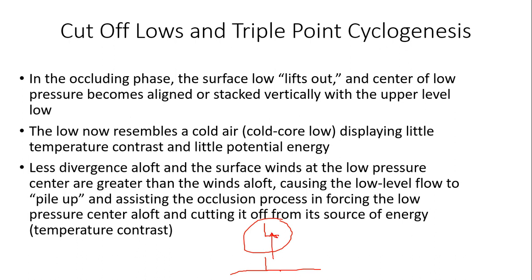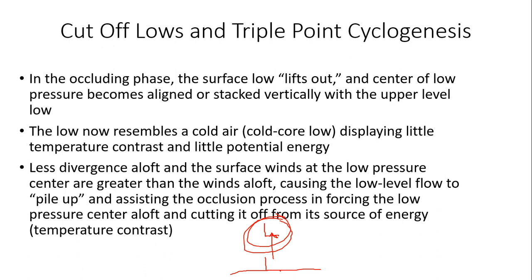The low will then transition to a cold core barotropic low. Cold core low, remember, has the coldest temperatures towards the center. And that will display very little temperature contrast. When we go to barotropic systems, I no longer have that temperature advection. The temperature contrast is pretty much destroyed or eliminated, and that will lower my potential energy. So less divergence aloft, and the surface winds at the low pressure center are greater than the winds aloft.